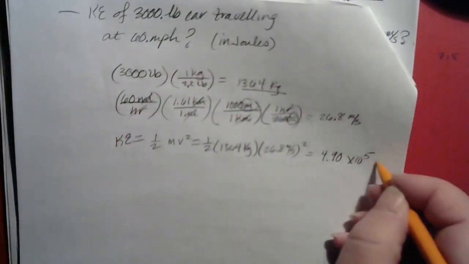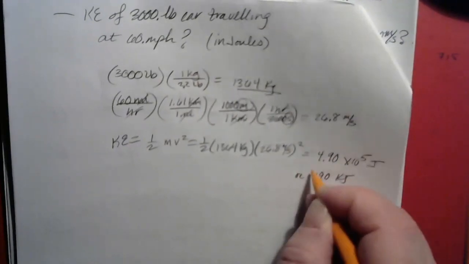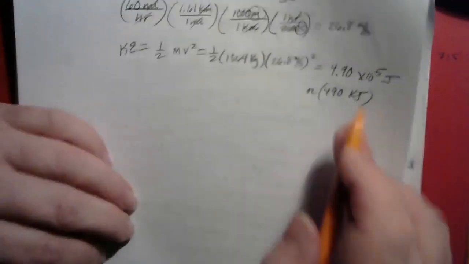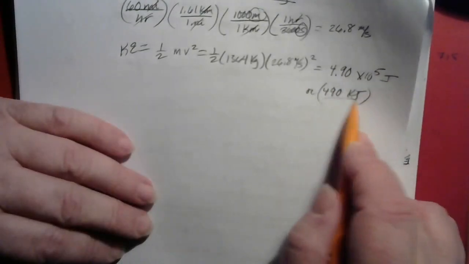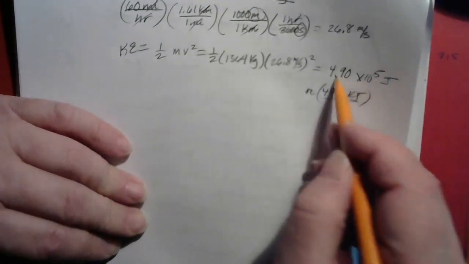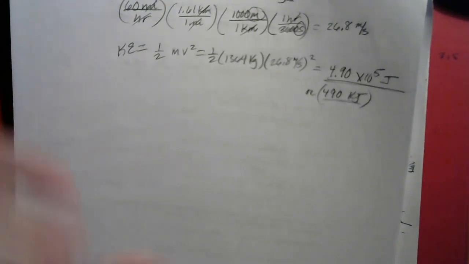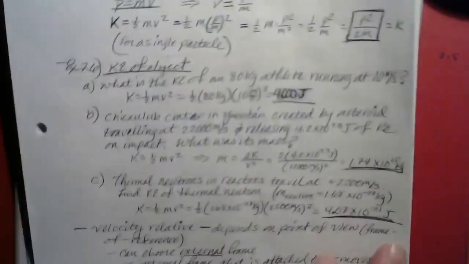Okay, so it's basically 490,000 joules. You could report it as 490,000 joules, or 4.90 times 10 to the 5th joules, or 490 kilojoules. So that's a lot of energy. Even though joules are small, that's a lot of joules. A car traveling down the road at 60 miles an hour has a lot of energy. Not surprising. So that's something that's maybe a little more relatable.